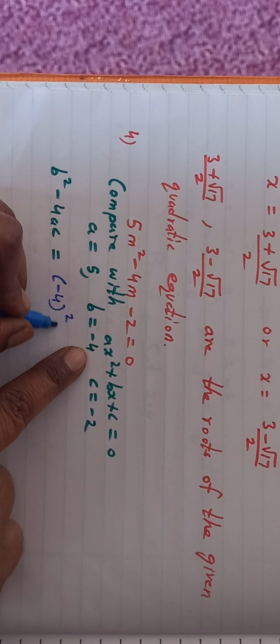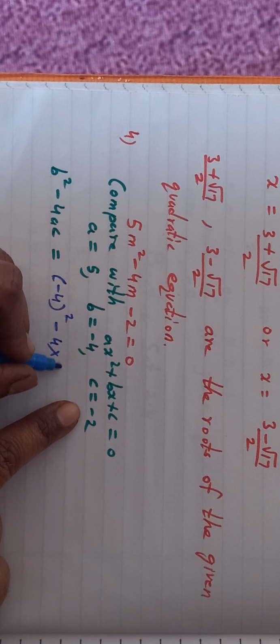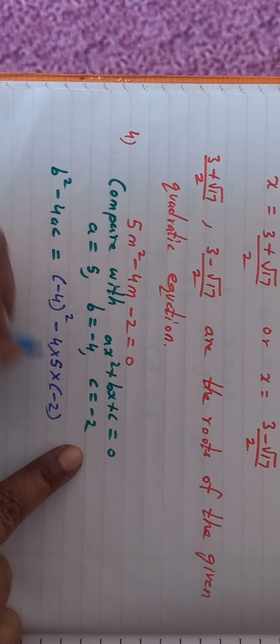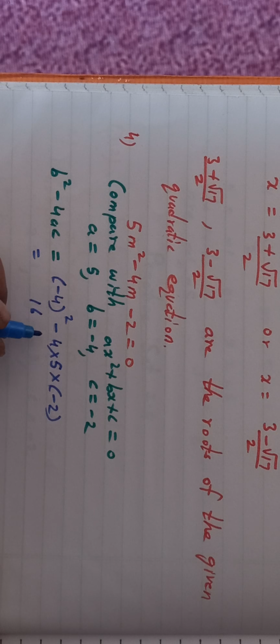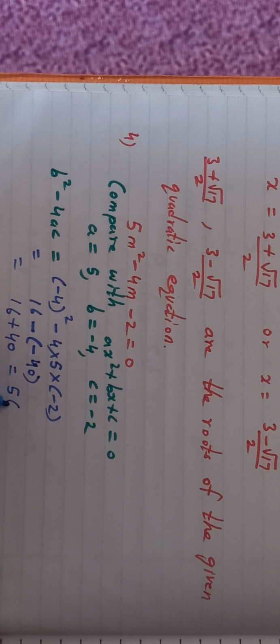Then b square minus 4ac, with a is 5 and c is minus 2, which is equal to minus 4 square, is 16. Minus into minus is plus. This all you should know. Now this minus I'll write as it is. 5 4s are 20, 2 2s are 40, and this minus, so it will be minus 40. Bracket close, which is equal to 16 minus into minus plus 40, which is equal to 56.